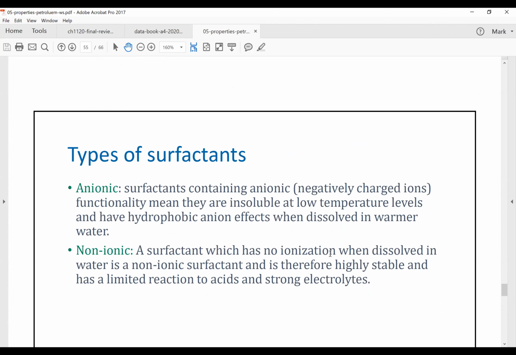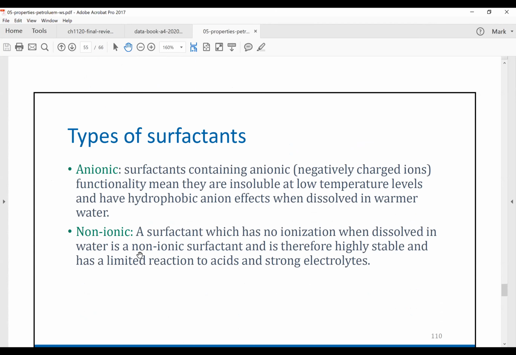So for you guys, anionic surfactants, these contain negatively charged ions. Okay, non-ionic, no ions, has no ionization when dissolved. So again, I word this a little bit easier for you guys. Your exam is definitely easier, but you can't use your notes. So that's the difference. But the answer to that one was non-ionic because non-ionic, oops, my boss just emailed me, is highly stable and has limited reaction with ionic things. Okay, because it doesn't react with ionic things, it's typically non-ionic.